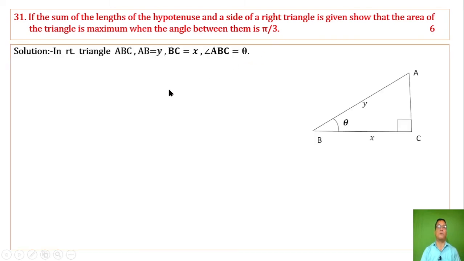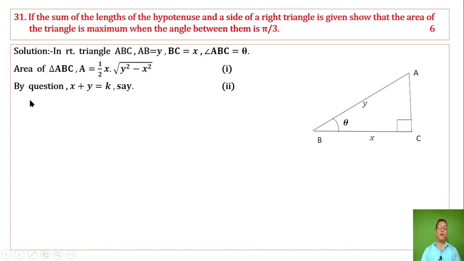In right triangle ABC, AB is y, BC is x, and angle ABC is theta. Area of triangle ABC is A, that is half times the base x and the altitude, square root of y square minus x square. By the question, x plus y is equal to k, it is given.